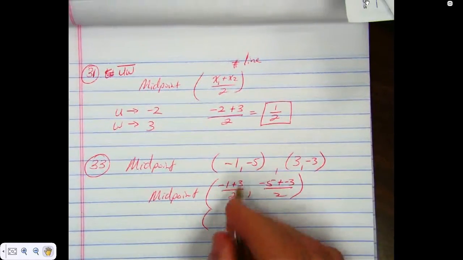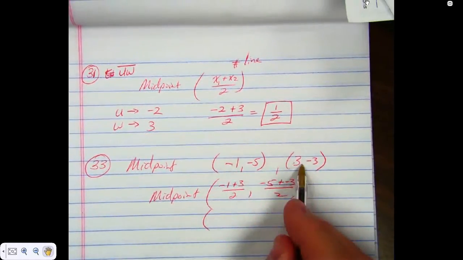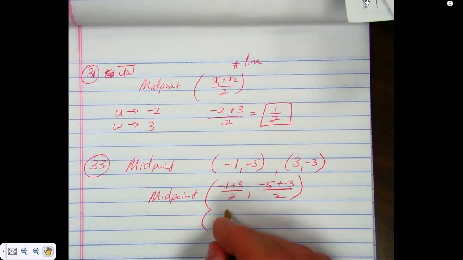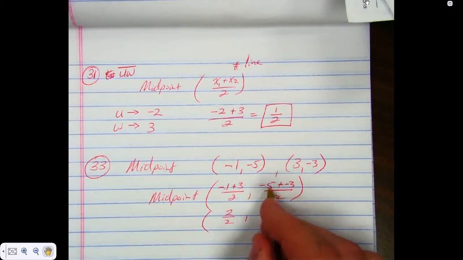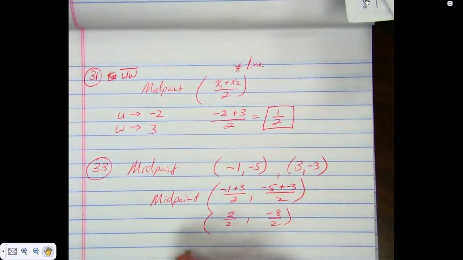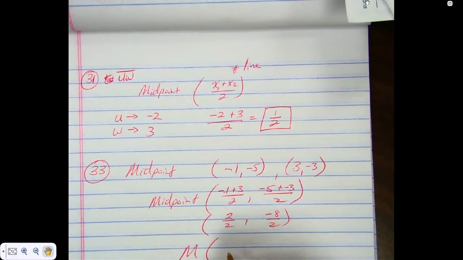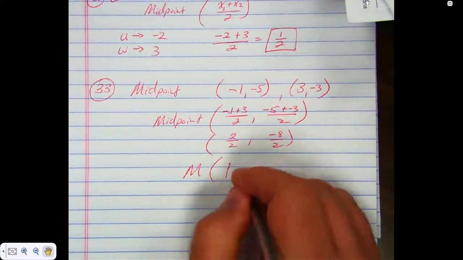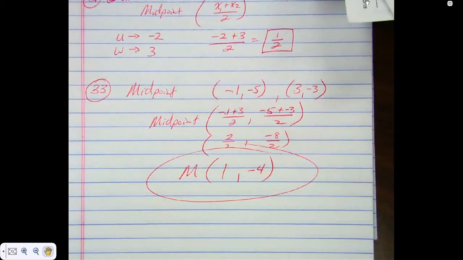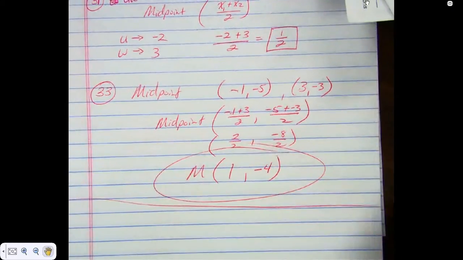You see how I added the x's divided by 2, and I add the y's divided by 2. I get -1 plus 3 would be 2/2, comma, -5 plus -3 would be -8/2. Then I simplify that. What's 2 divided by 2? 1. Comma, what's -8 divided by 2? -4.